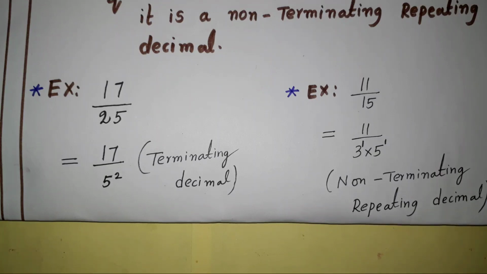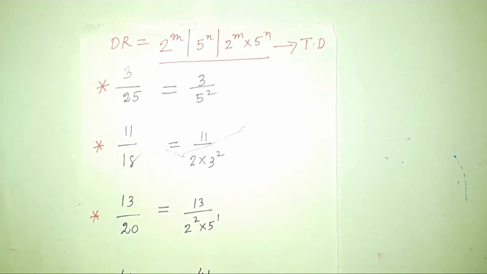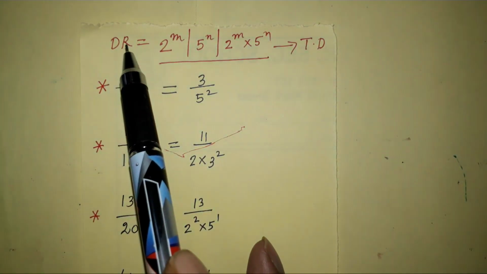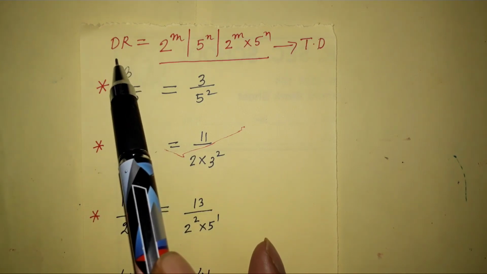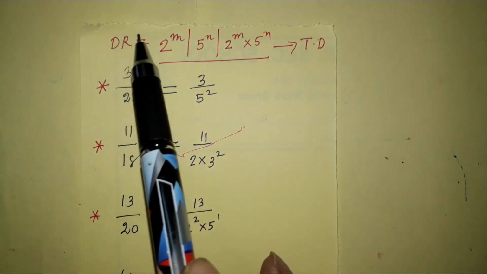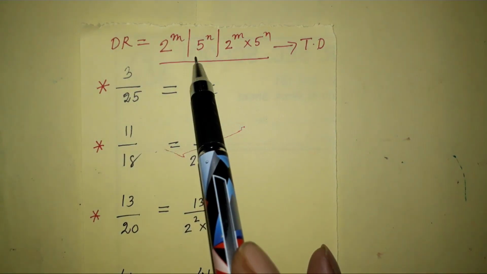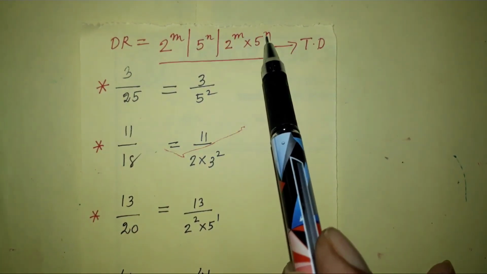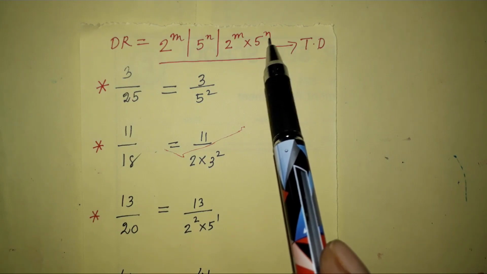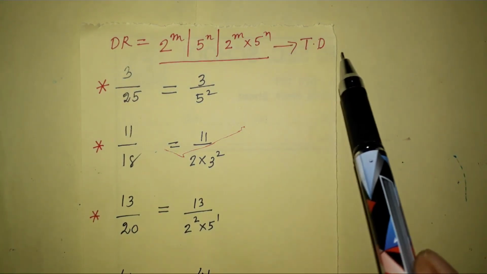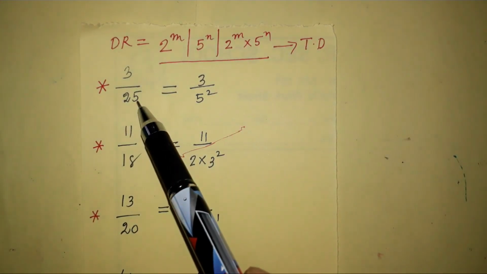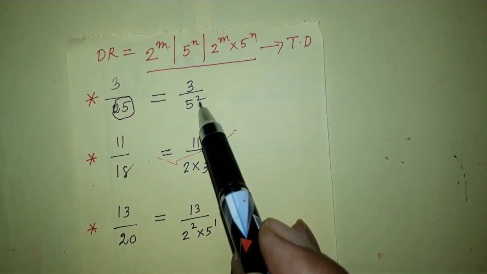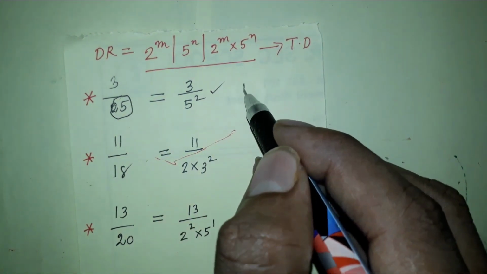Let us go with some other examples. Once again recall, in the rational number the denominator must be prime factorized, and that should be in the form of only 2 powers or only 5 powers or 2 powers into 5 powers only, no other factors. Then it is said to be a terminating decimal. For example, 3 by 25. 25's prime factorization is 5 square. Yes, it is a terminating decimal.